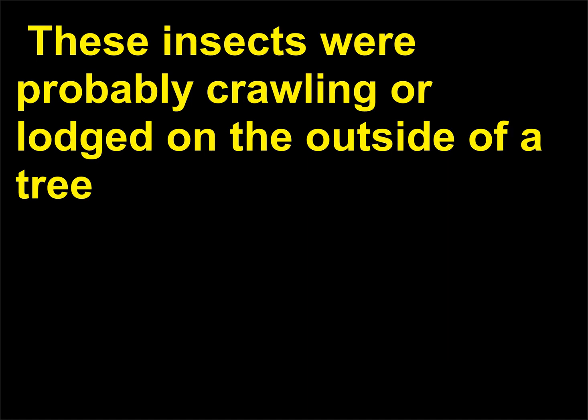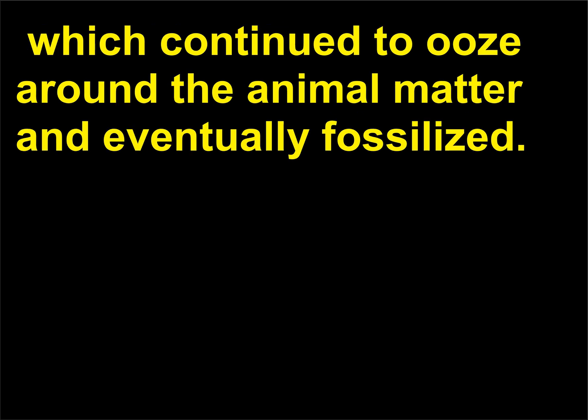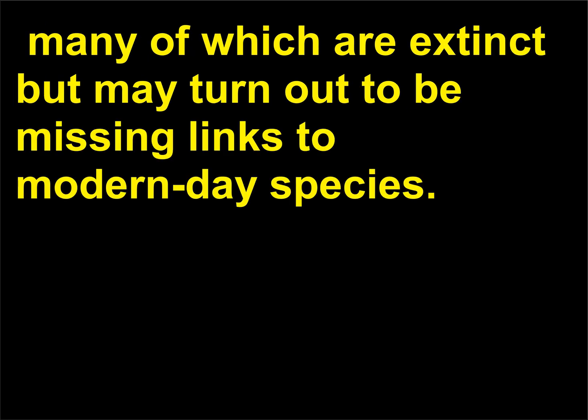These insects were probably crawling or lodged on the outside of a tree about 30 million years ago and became trapped by a glob of sticky tree resin, which continued to ooze around the animal matter and eventually fossilized. Scientists are able to study these insects, many of which are extinct but may turn out to be missing links to modern-day species.